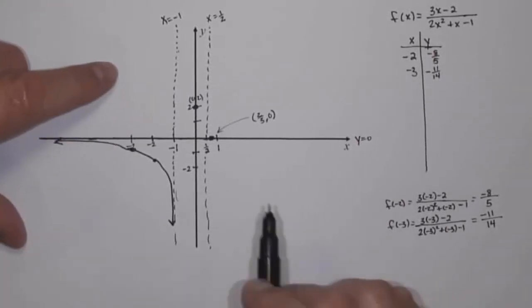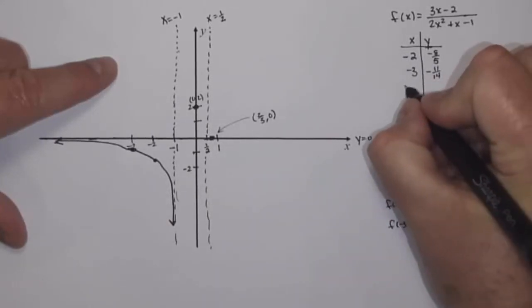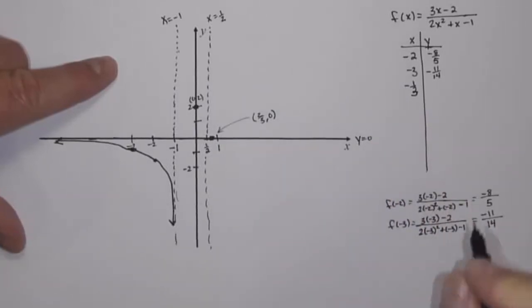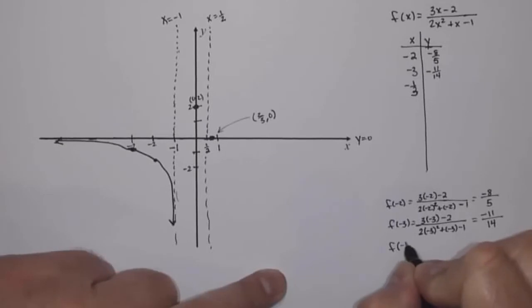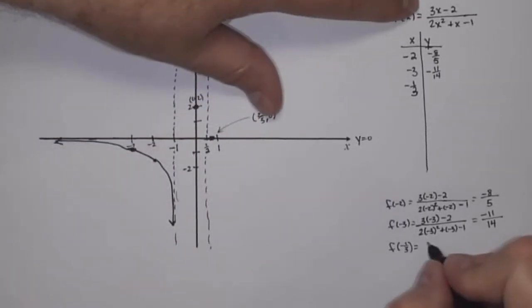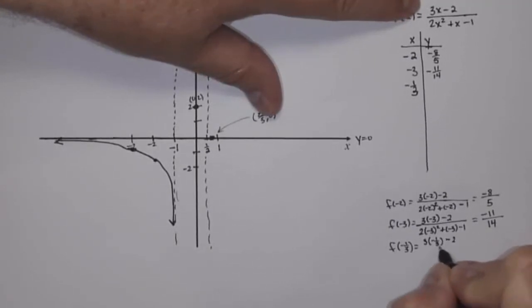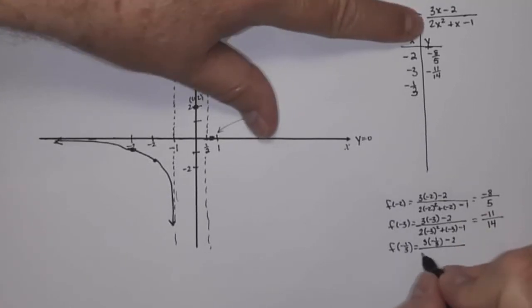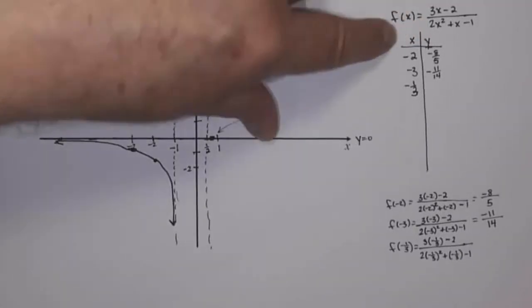So I'm going to substitute in a value between, let's say, 0 and -1. So maybe -1/3. Yeah, let's do -1/3. So f of -1/3. If I substitute in -1/3, I'm going to have 3 times -1/3 minus 2 in the numerator. And I'm going to have 2 times -1/3 squared plus -1/3 minus 1 in the denominator.